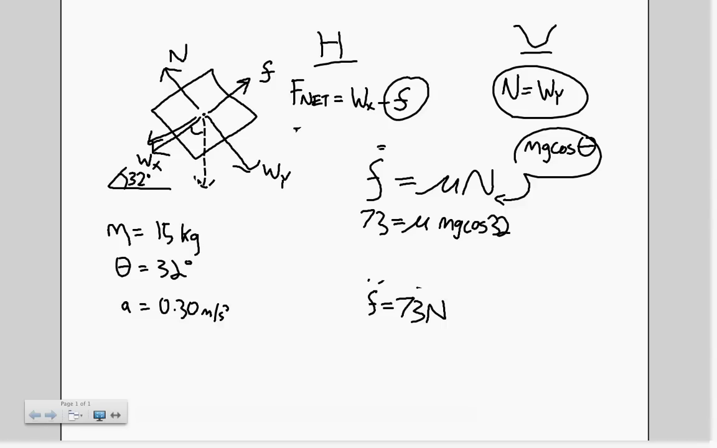And we're going to end up with 73 divided by the mass, 15, and gravity, 9.8, and cosine 32. And this ratio will give us our coefficient of friction. So you do the division, and you come out to a number about 5.89, which, using sig figs, comes out to our final answer of 0.59. And that's your coefficient of friction.